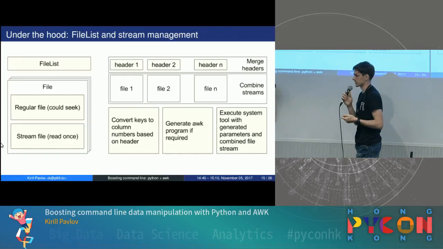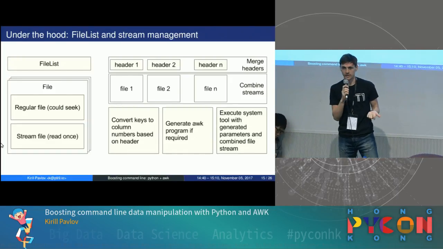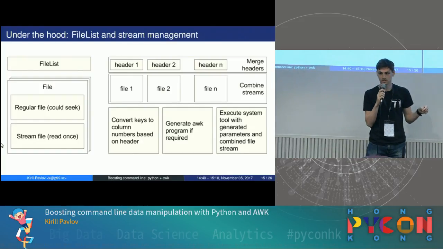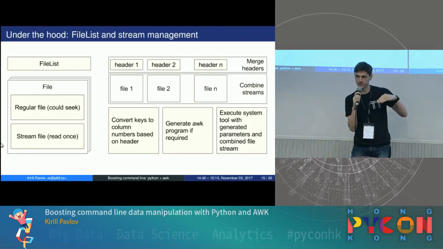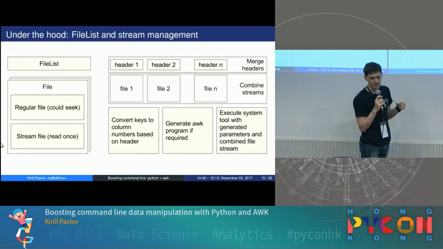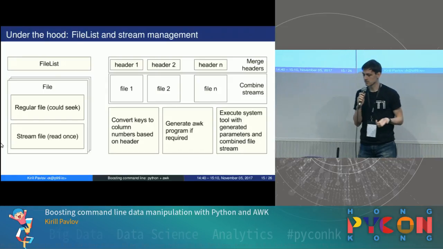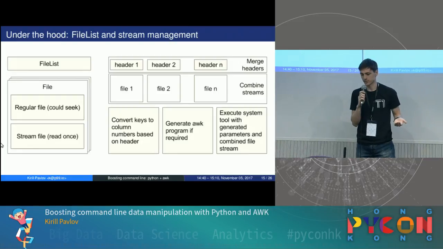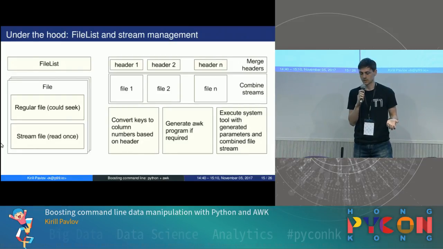So a regular file is just something you open and read, and a stream file is stdin, so you couldn't read twice. You could not seek in it. Like you read the first line, you could not seek back to the first line and read it again. So you need to write some wrappers there, and essentially multiple files form a file list. You could think about it as just a range of file descriptors from which you could read. And file list manages the whole file concept.